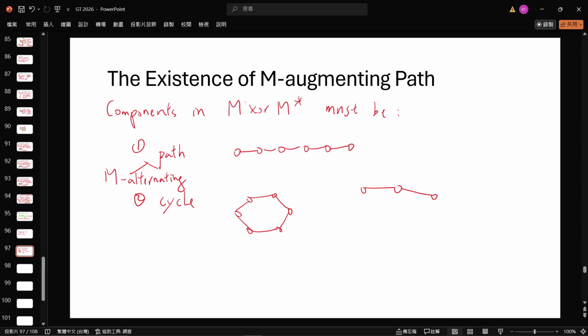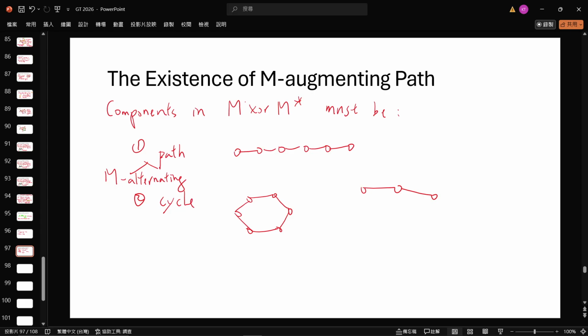So why? Because I only consider edges from these two matchings. Since they are both matchings, I cannot have two consecutive edges that are from the same matching. No, I cannot have yellow, yellow like this. It must be yellow, green, yellow, green, yellow, green, or green, yellow, green, yellow. So it must be an alternating path. Similarly, if it's a cycle, it must be an alternating cycle.